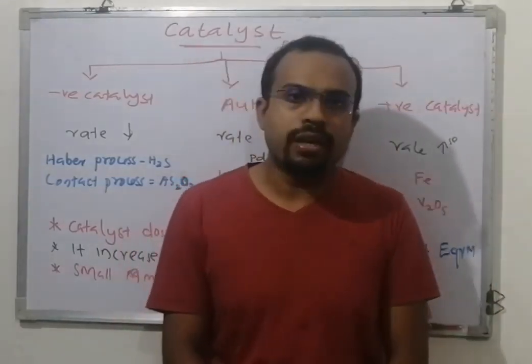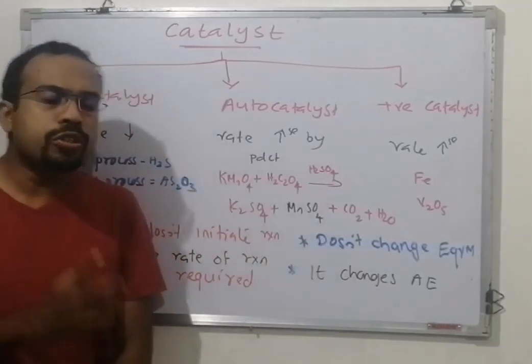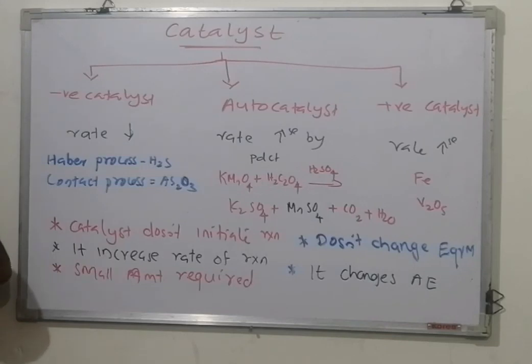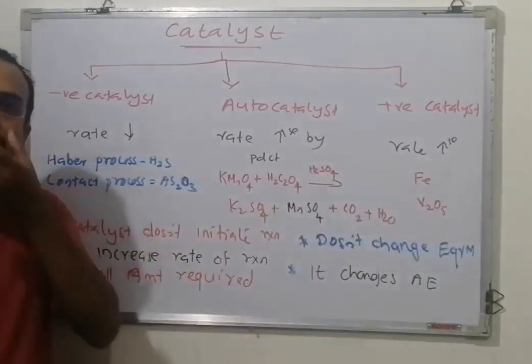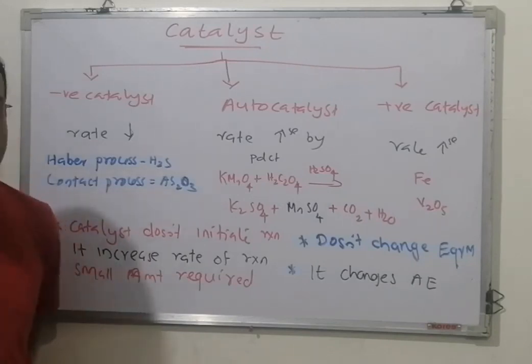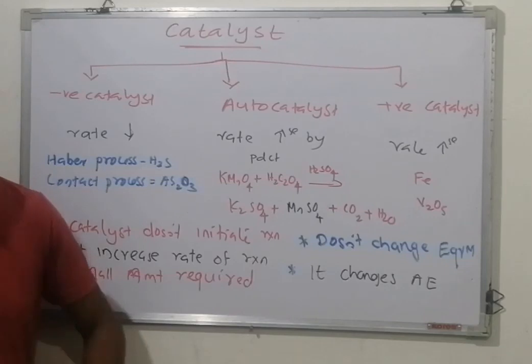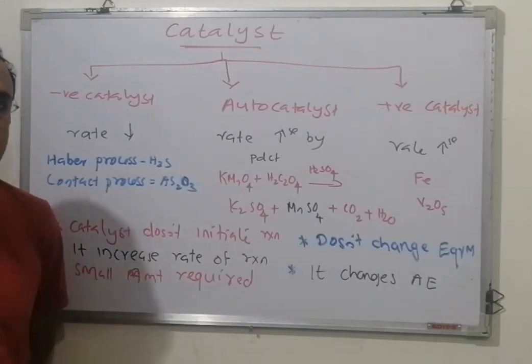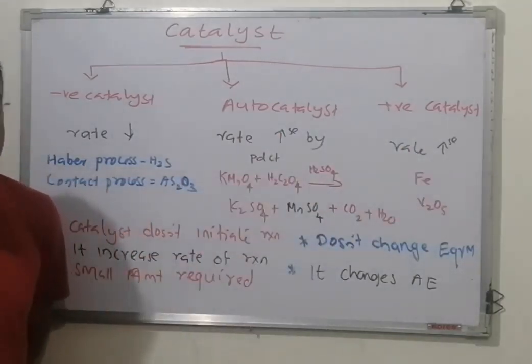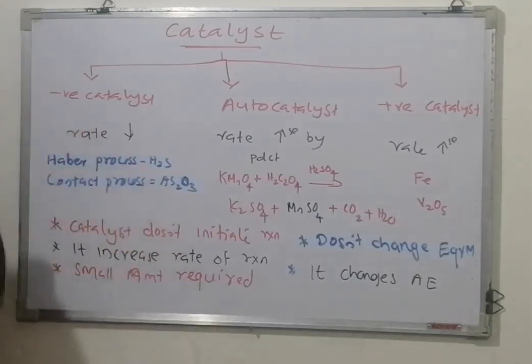Catalysts have different classifications. I introduce you one classification here. That is negative catalyst, autocatalyst and positive catalyst. You know, positive catalyst is the material which increases the rate of reaction. I agree one thing. In general sense, the word catalyst is used for positive catalyst. But you don't forget, we have negative catalyst also.